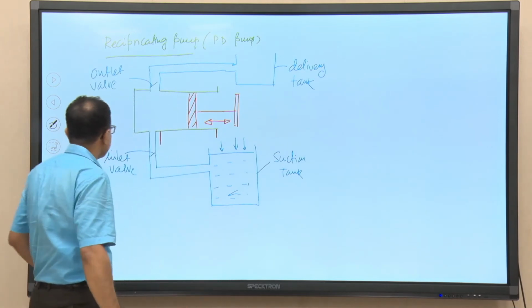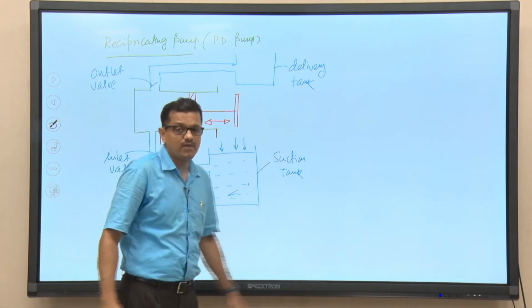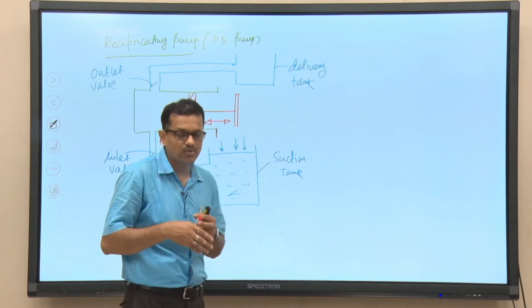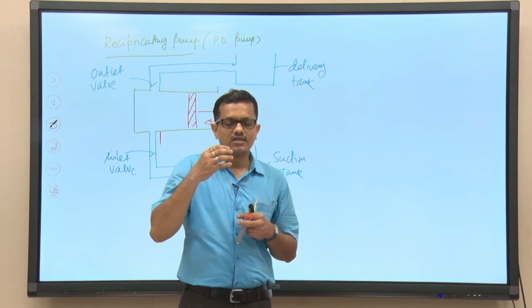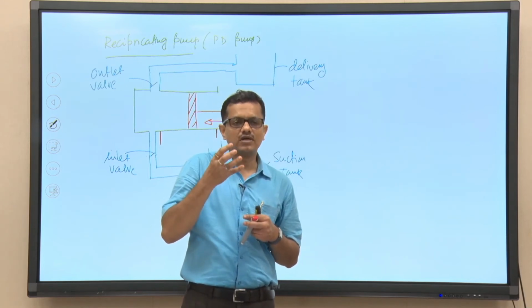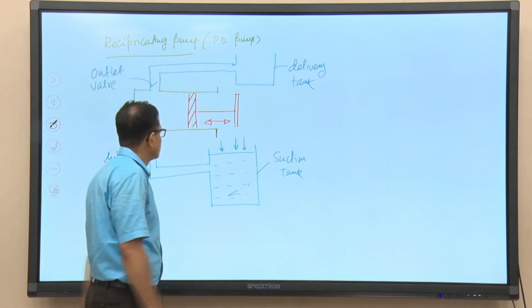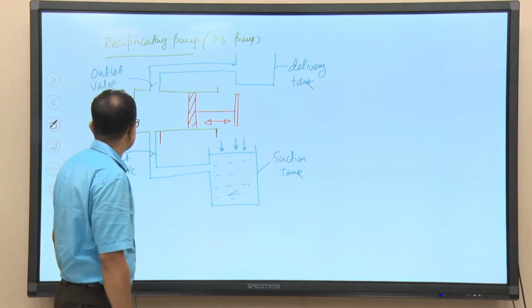Okay. So, now we will be talking about this reciprocating pump or PD pump, which is used for applications where the requirement is supplying low to moderate quantity of liquid against a very high head. In that case these pumps are commonly used. So, now let us discuss the working principle.